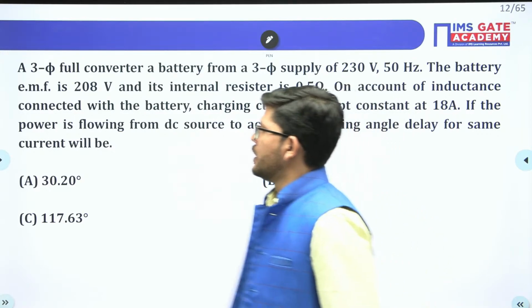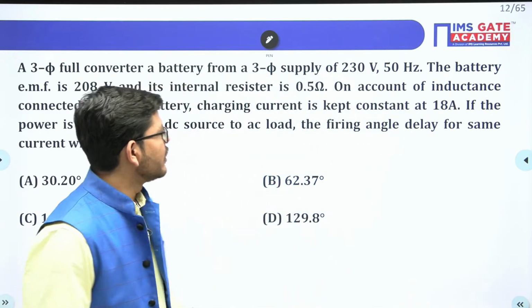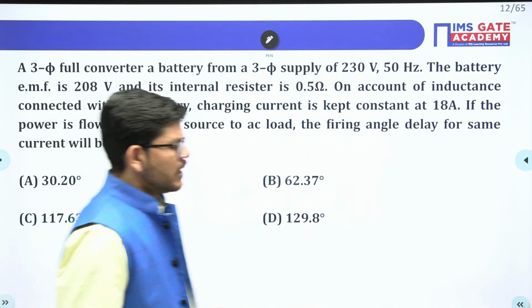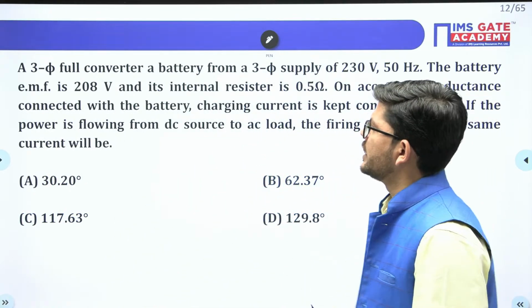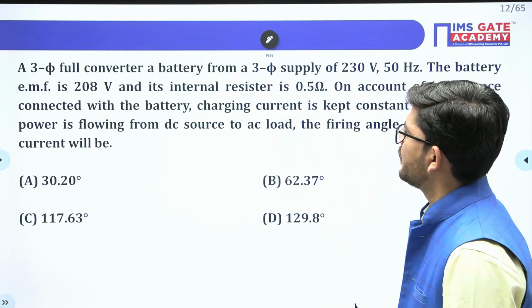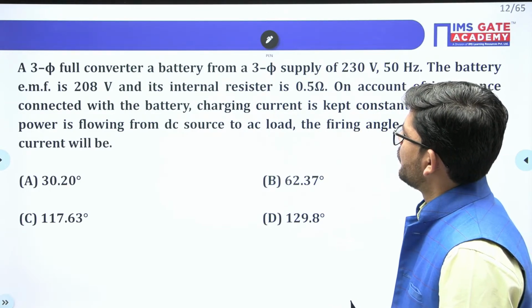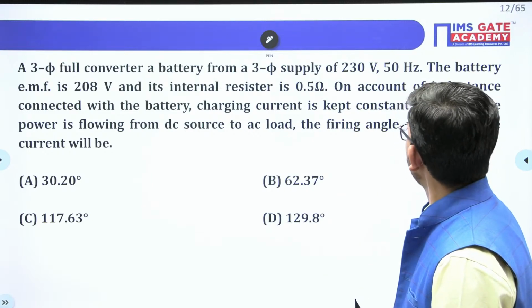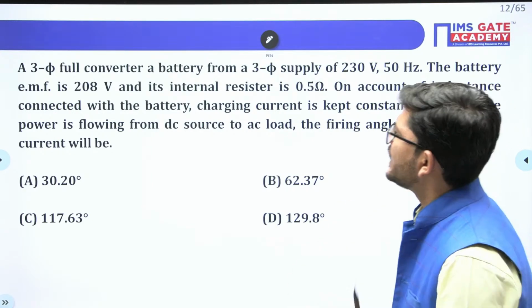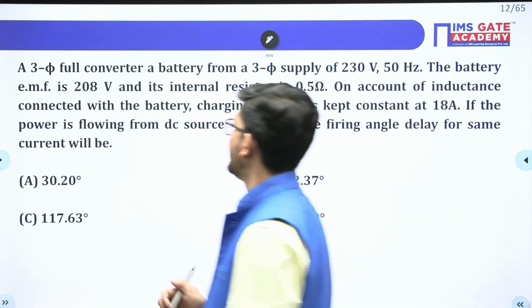Now, just see this particular problem right now. In this problem, this is the similar kind of case we have. So what has been given to us is a 3-phase full converter feeding a battery from a 3-phase supply of 230 volt 50 hertz. The battery EMF is 208 volt.